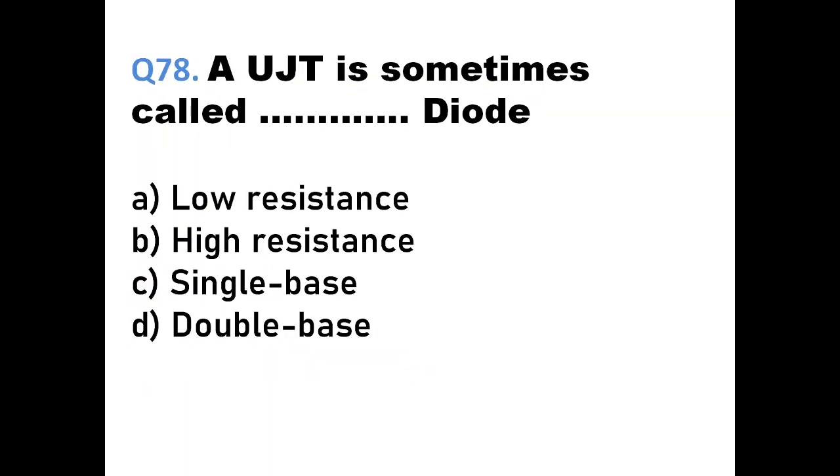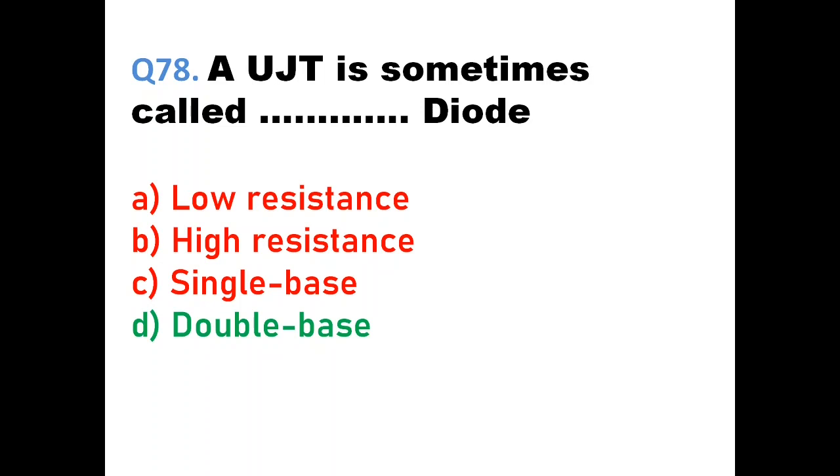A UJT is sometimes called a dash diode. The options are low resistance, high resistance, single base, and double base. Now we know that in a UJT you have emitter, base 1, base 2. So there are two bases, so it is obviously double base. Base 1 and base 2 are there. So a UJT is sometimes called a double base diode.